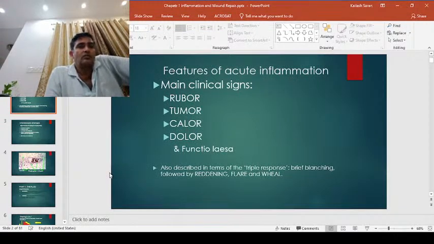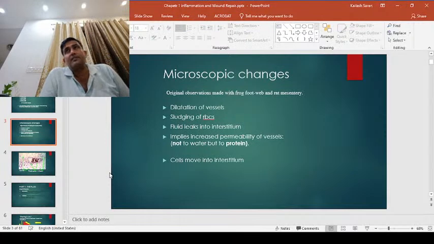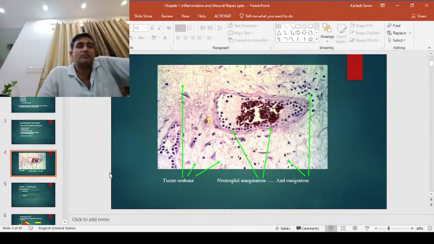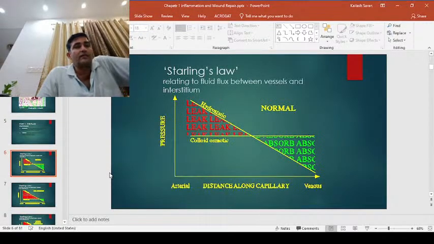Features, you all know: rubor, tumor, calor, dolor and functio laesa. Among the microscopic changes, the most important thing is when the permeability changes in the vessels or in the cell wall, the first thing that comes to mind is: permeability changes for what? Inflammation. In inflammation, since the body is giving some response, there is a change of permeability for the protein, not for the water. So cells are moved out of the interstitium.